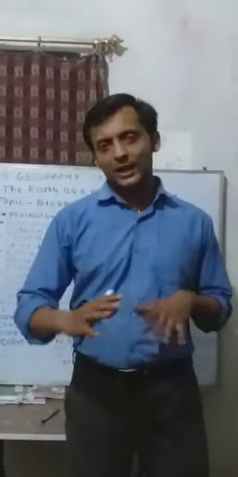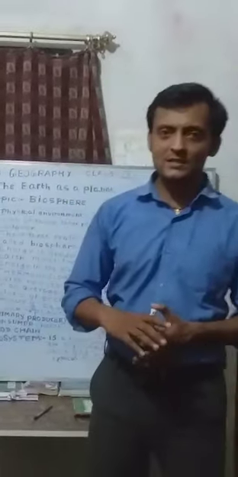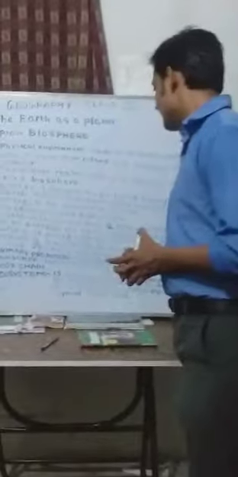But there are certain animals which depend on plants or animals. They are called the consumers or heterotrophs. Later, these consumers can be divided into two parts: primary consumer, that is called herbivorous, and secondary consumer, that is called carnivorous.